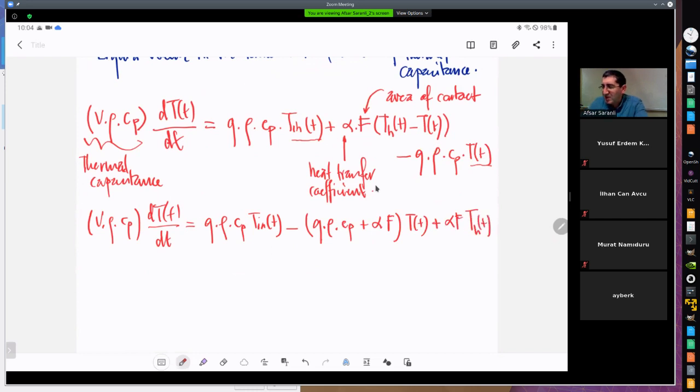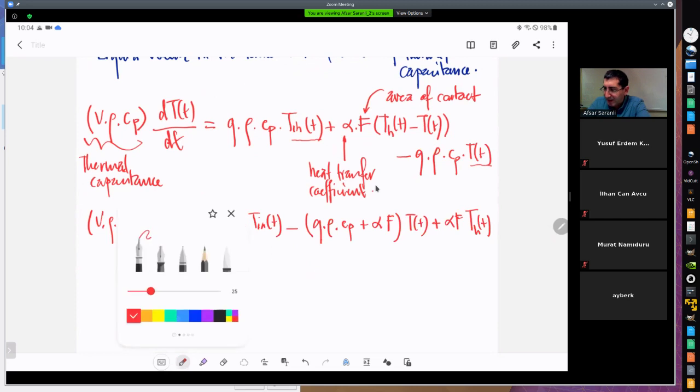You see that we have our differential equation variable T(t), and we also have T_in(t) and Th(t). Now these two variables, T_in(t) and Th(t), are the two inputs to the system. Let me rearrange that again.